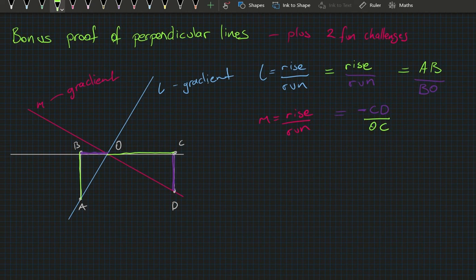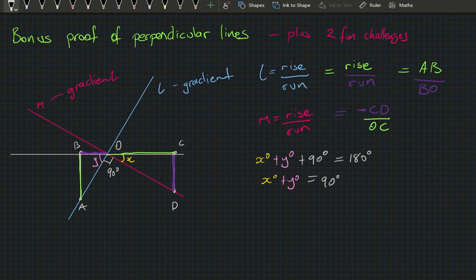Now, because these lines are perpendicular, this angle here is 90 degrees. So if I mark in this angle here as X and this angle here as Y, then X degrees plus Y degrees plus 90 degrees has to equal 180 degrees because it's going along that line there. So this means that X plus Y is actually equal to 90 degrees.